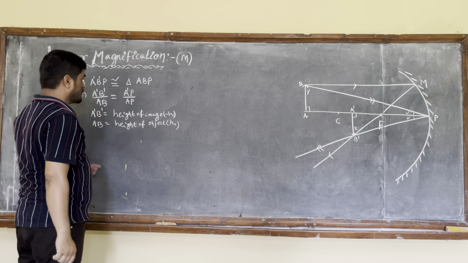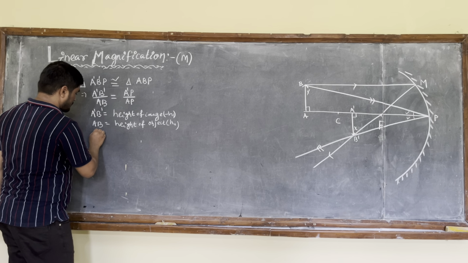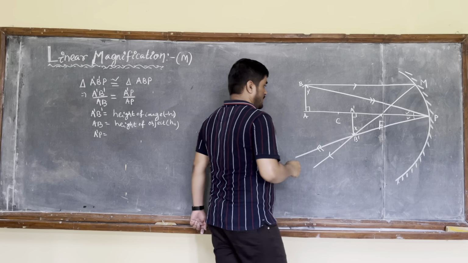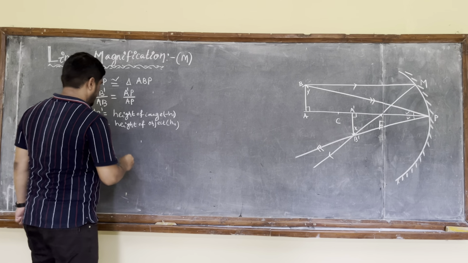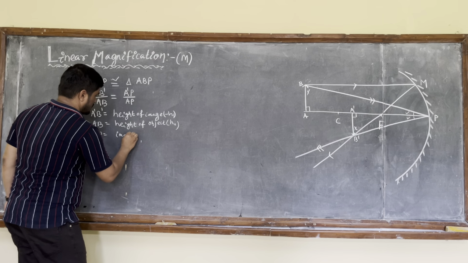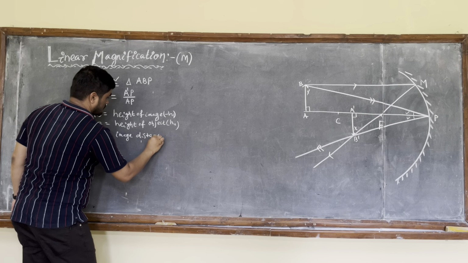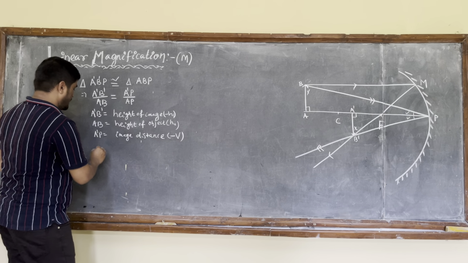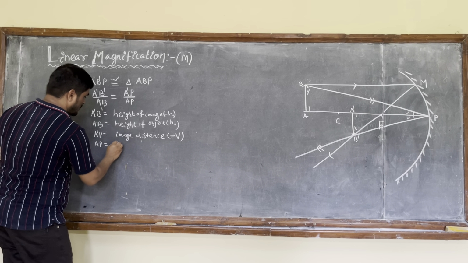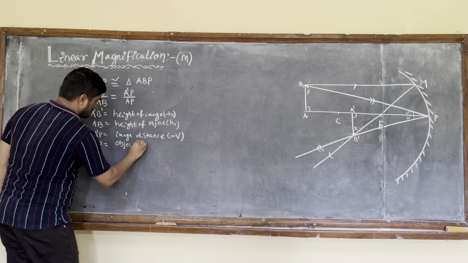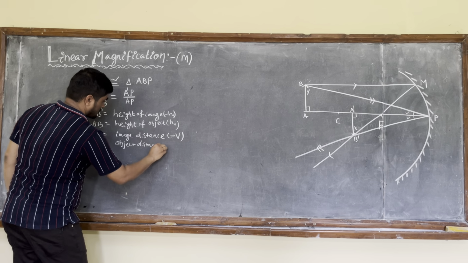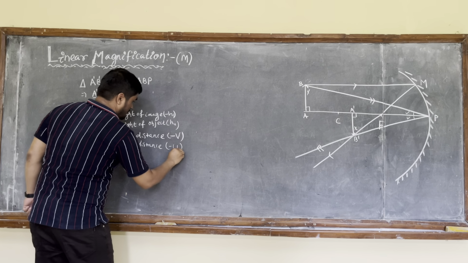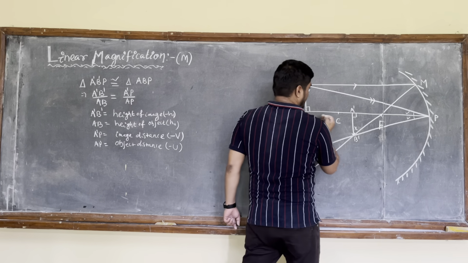It will be positive, and A dash P, A dash to P, that will be the image distance, that will be minus V by using the sign convention, and AP will be the object distance, and again the object distance will be minus U by using the sign convention because it is situated left to the pole.